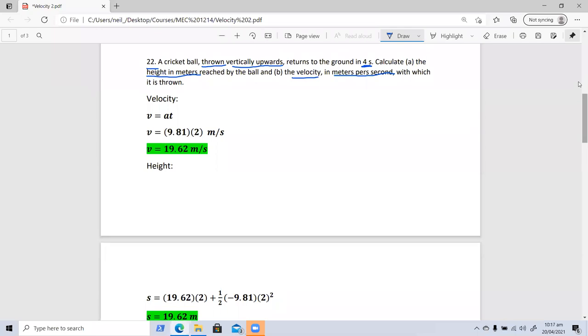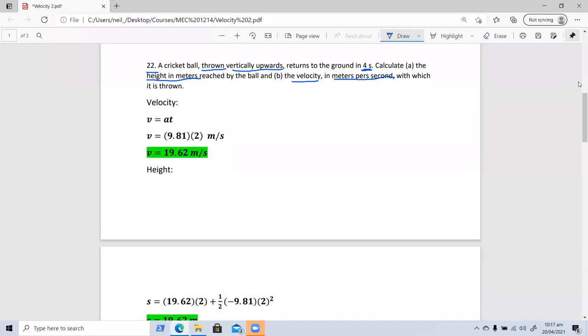Calculate A, the height in meters, and B, the velocity. So first, let's look at the velocity with which it is thrown. So this ball, let's say some boy is down here on the ground, and he's throwing a ball. The ball goes up and back down. Now we're assuming a very ideal condition, right? So this path upward, this length here, and this length back downward, are equal, right?